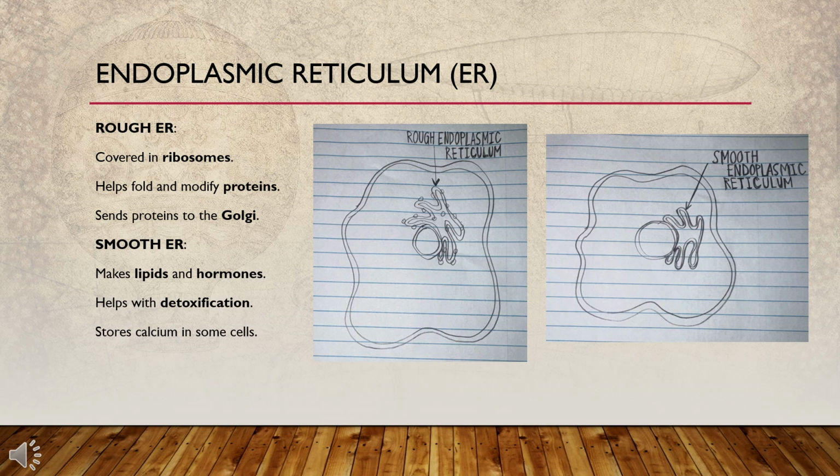The endoplasmic reticulum, also known as the ER, comes in two different forms, rough and smooth. The rough ER is covered in ribosomes and helps fold and modify proteins before sending them to the Golgi apparatus. The smooth ER makes lipids and hormones, and it also helps to detoxify harmful substances and stores calcium in some cells. Both types of ER help the cell build and process important materials. Even though these organelles are small, their jobs are very important.